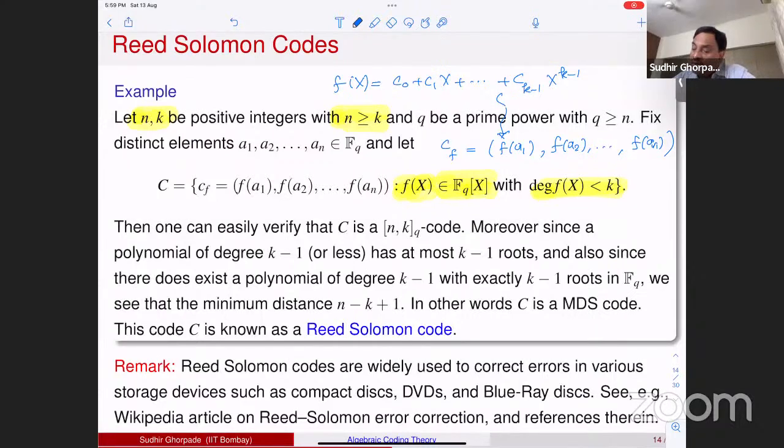Okay. So in other words, these n-tuples of evaluations of polynomials of degree less than k at some fixed n points in F_q will constitute a subspace of F_q to the power n. So this is living inside F_q to the power n. Okay. Question: what is the dimension of this?